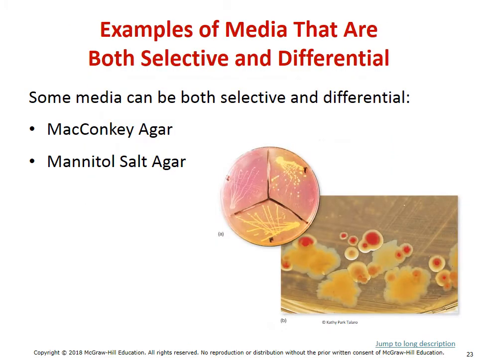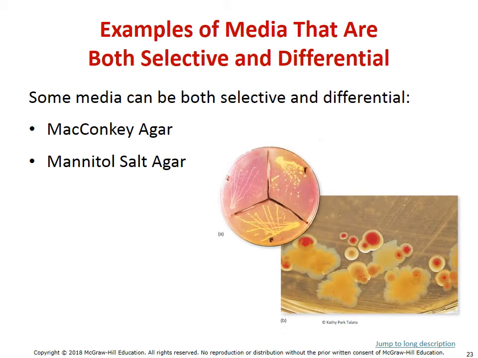So let's talk for a bit about an example of media that's both selective and differential. The one I wanted to do this with is mannitol salt agar because we won't actually see it in our laboratory, so I'll use it as our example. Mannitol salt agar is made of three primary parts: mannitol, salt, and agar. At this point you should know what agar does, and hopefully right now you're saying it's a solidifying agent, because that's what it does. It solidifies the media, making it solid.